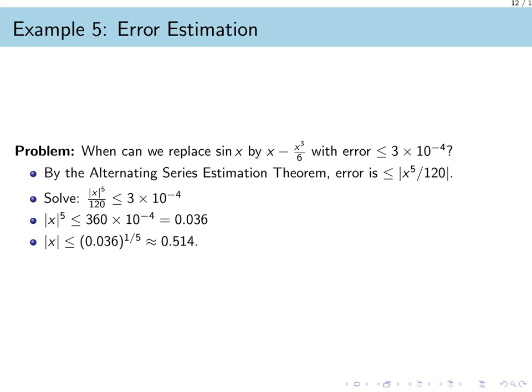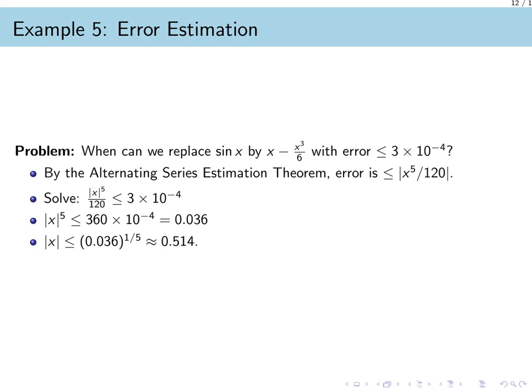Since the Taylor series for sine is an alternating series, the theorem tells us the error is bounded by the absolute value of the first term we omitted. That term is x to the 5th power divided by 5 factorial, or 120.